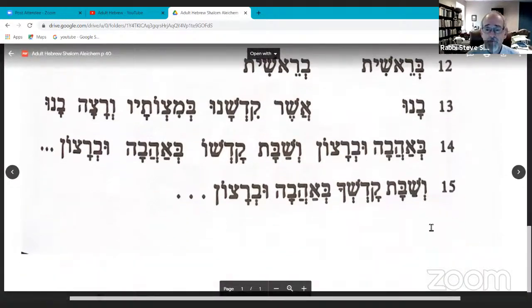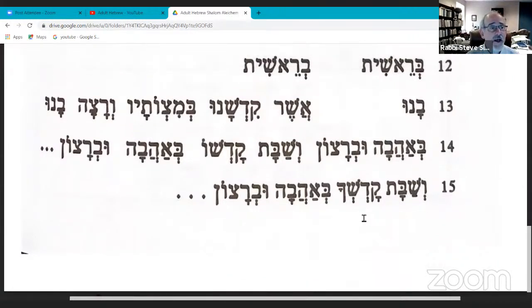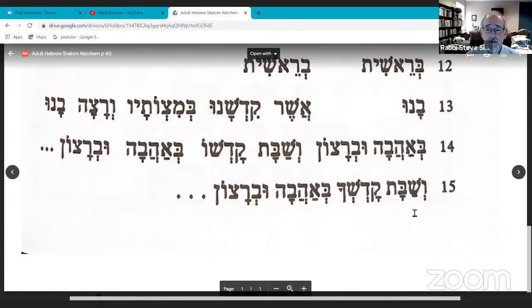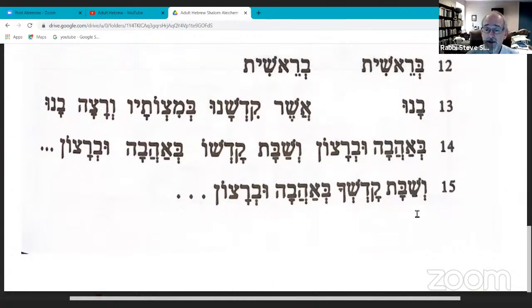Line 15. Vishabat kadshecha. Be'ahava uvratson. Repeat last line 15. Vishabat kadshecha be'ahava uvratson.